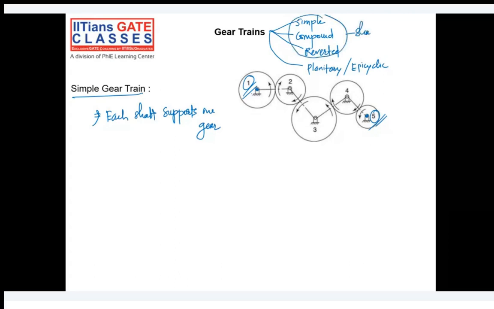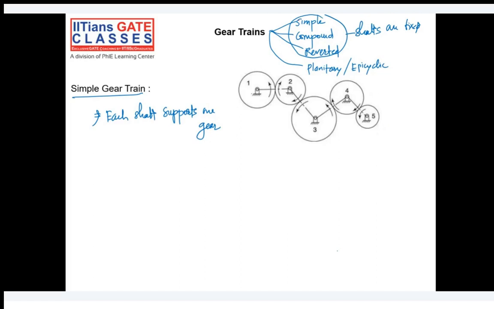Shafts are fixed. This shaft is not moving. This particular shaft, this one, and this one are all fixed. In all these three cases, a simple gear train, a compound gear train, or a reverted gear train, the axis of rotation of the wheel is fixed in position and the gears are rotating with respect to the axis.